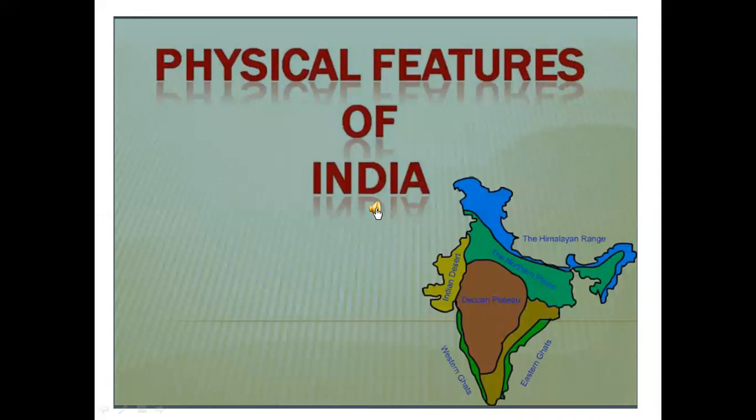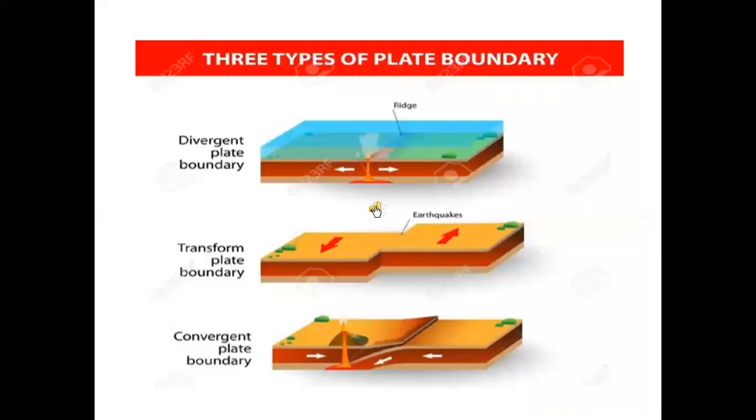Good morning, children. We are doing the second chapter of geography, physical features of India. Let us revise what we have learned so far. You learned about three types of plate boundary: divergent plate boundary, transform plate boundary, and convergent plate boundary.